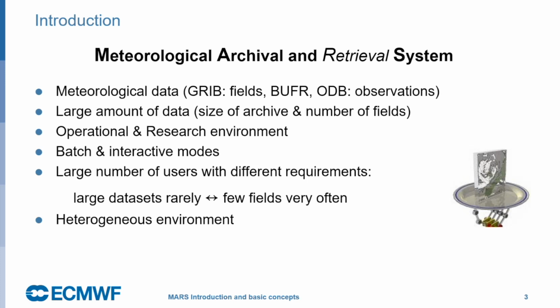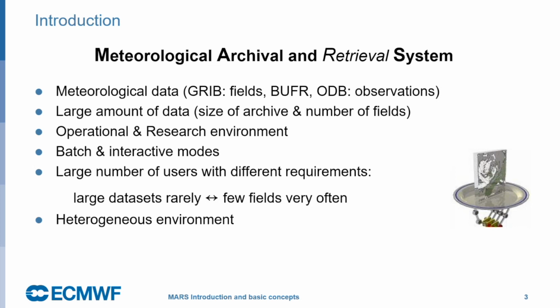So as I said, Mars is not a planet. It stands for Meteorological Archival and Retrieval System. Basically, it's the biggest meteorological archive in the world. In Mars, you can only store a few types of data. That's GRIB data for the NWP, BUFR data for the observations, and also ODB, which is the ECMWF format for the observations, which we use in data assimilation. So it's a large amount of data.